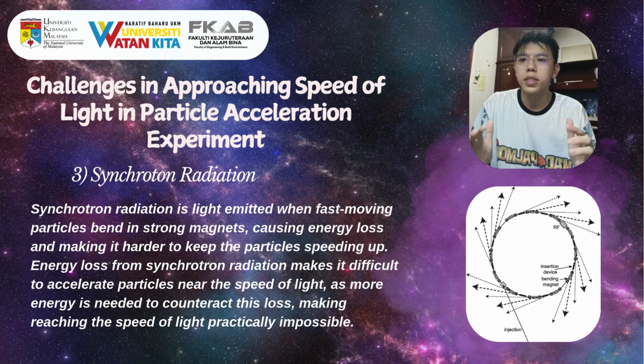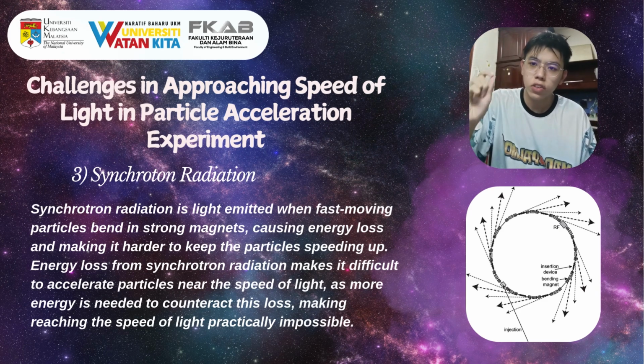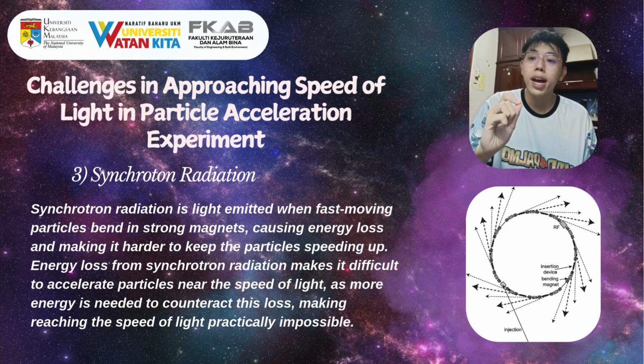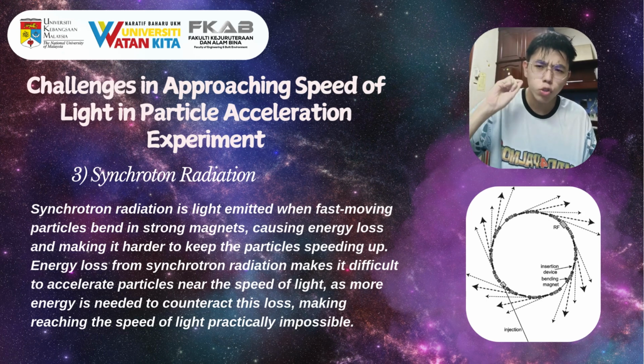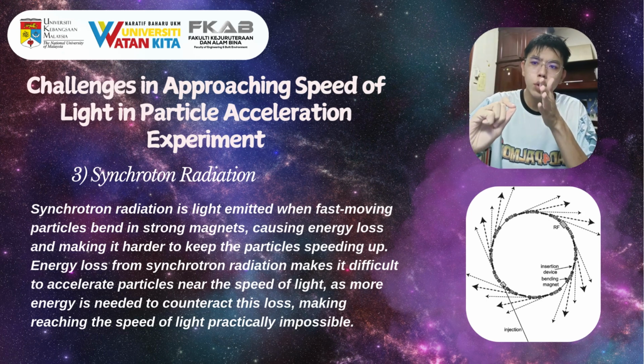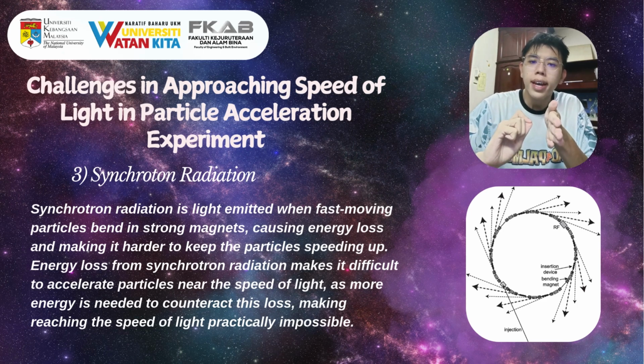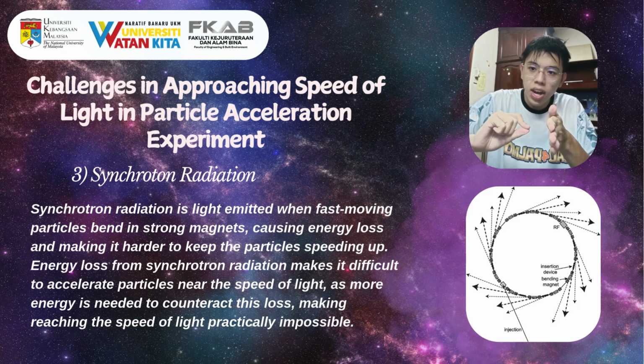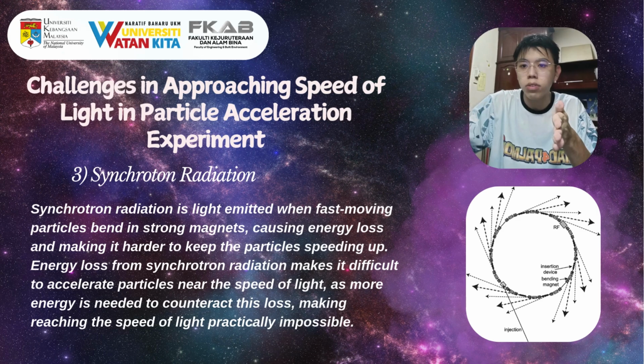Have you ever wondered what happens when tiny particles speed up really fast? Imagine a particle zooming through space super fast. Now, what if we throw a powerful magnet into its path? Here's what happens. As this tiny particle speeds around the magnet, it doesn't go straight anymore. Instead, it starts to bend around the magnet.